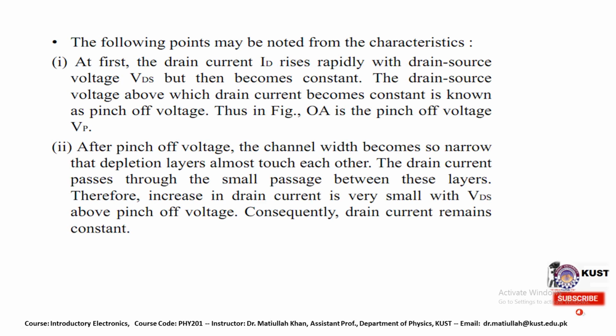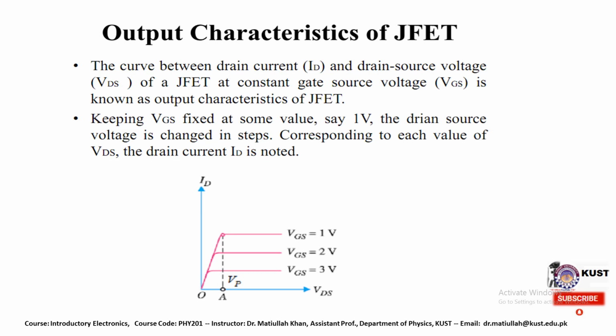So what happens, initially the drain current rises rapidly with the drain to source voltage VDS, and then it becomes constant. The drain to source voltage above which the drain current becomes constant is called the pinch off voltage. The pinch off voltage is mentioned here. This is called VP, the pinch off voltage.